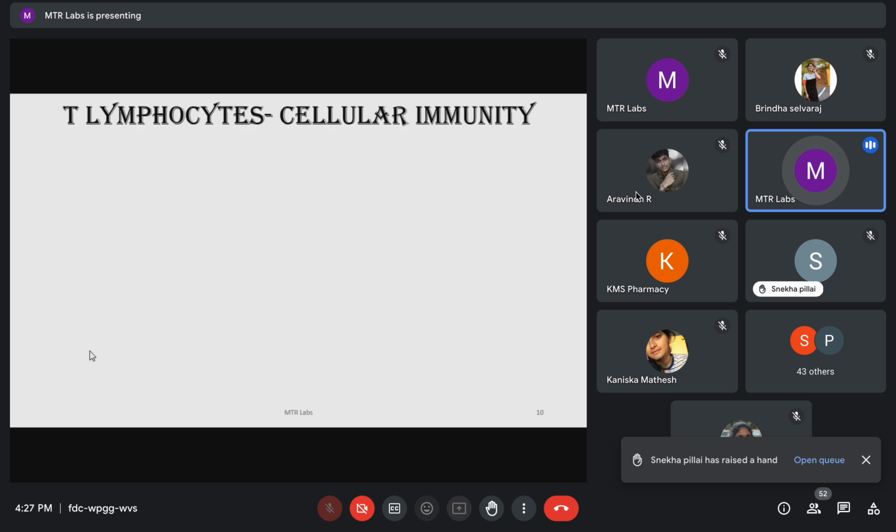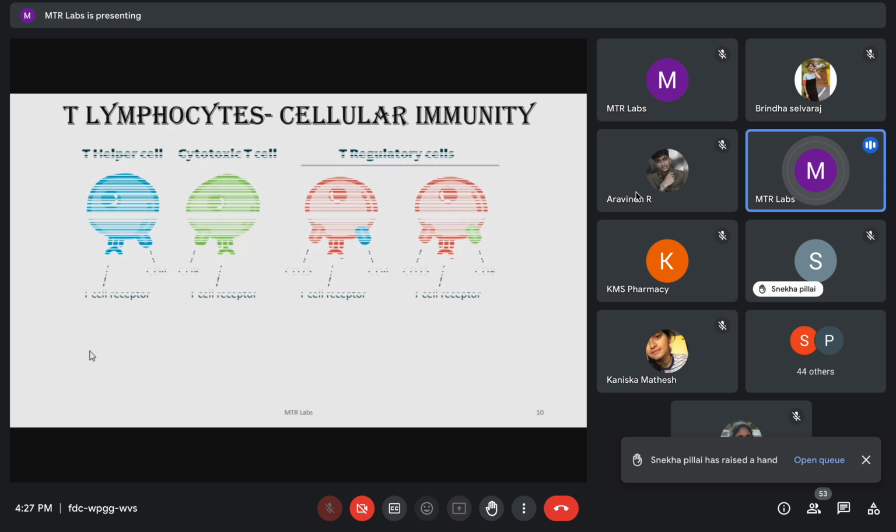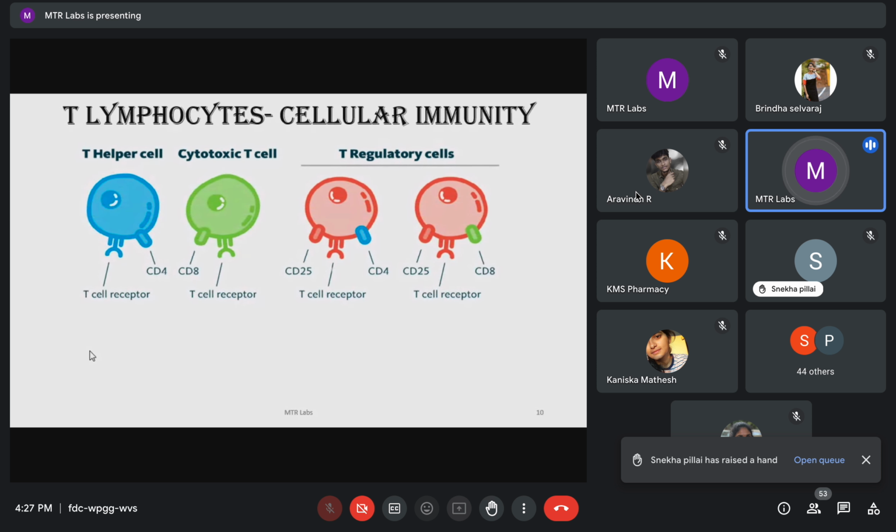So T lymphocytes play a major role in cellular immunity. T lymphocytes are named based on their origin from the thymus. They are directly involved in destroying infected host cells, producing cytokines, activating other immune cells, and also regulating the immune response. So there are three major subsets in this population.